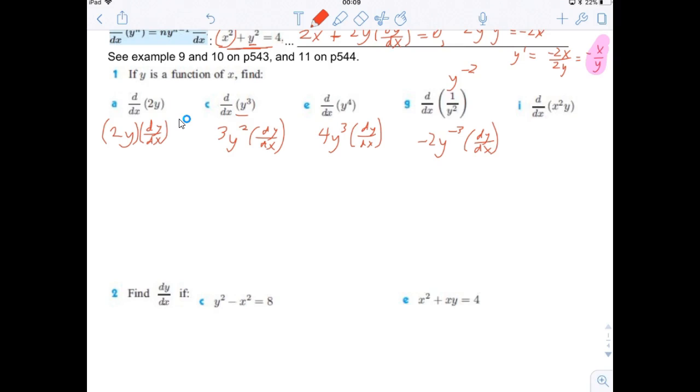And finally, x squared y. This is a little bit more difficult, right? X squared y, that's a product. So we need to use the product rule. So we're going to do x squared times the derivative of y plus 2x times y. Okay, so we did the product rule on that.